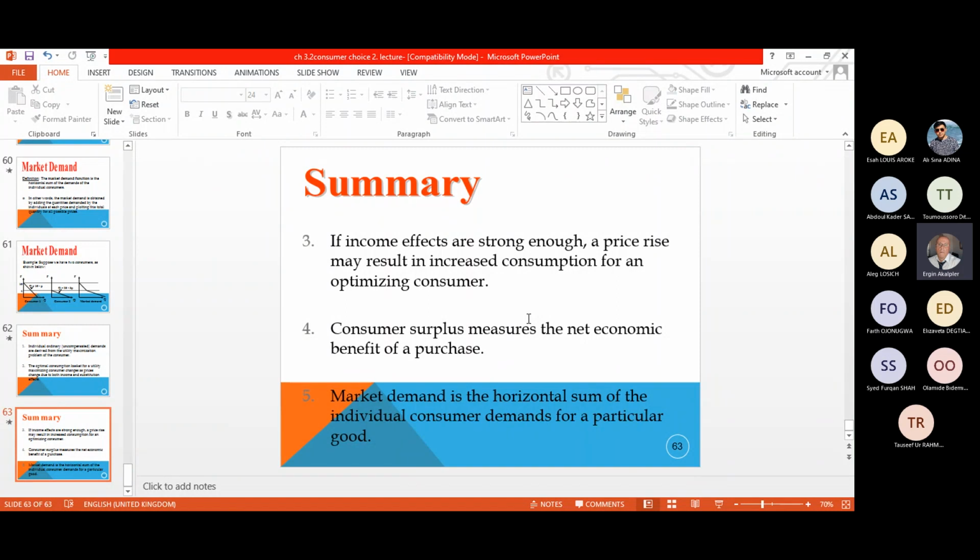As I have shown to you, you're going to calculate the triangles, the rectangles, and the squares for estimating the amount of this surplus for the consumer. And the market demand is the horizontal sum of the individual consumers' demands, also called the demand curves, for a particular good. This was our presentation for today. I hope you profited from this lecture.